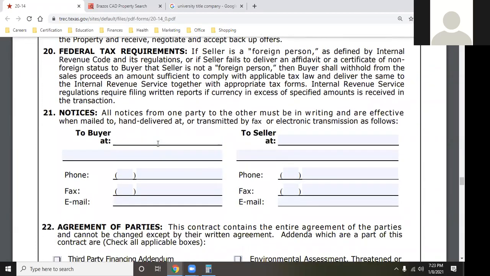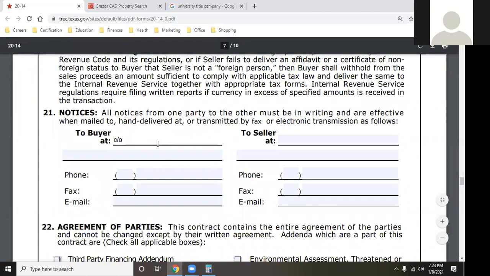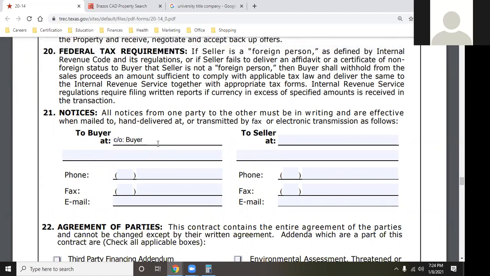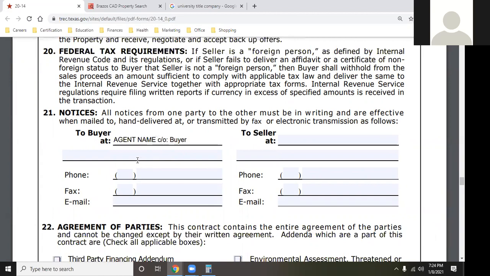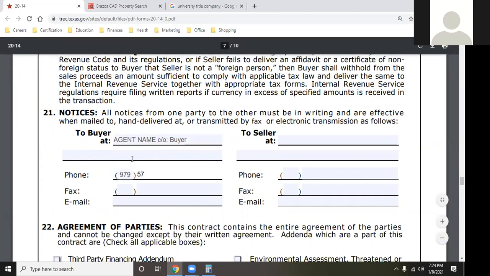Now, what did we say here? Travis, care of buyer. Well, in this situation, he's caring for himself, okay? But you normally would put your name, so the agent name would normally go there, care of buyer, and then we're just going to use the office information.